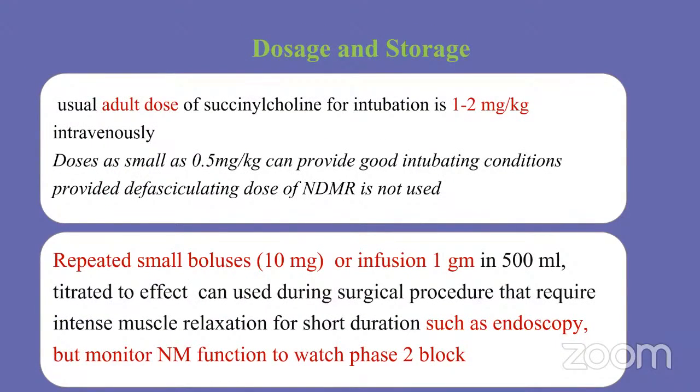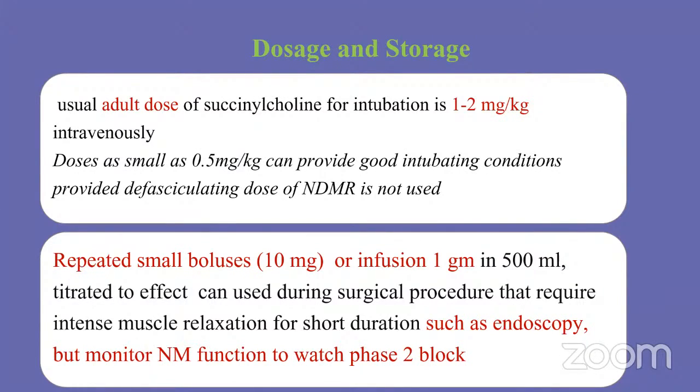Usually, regarding dosage and storage, the adult dose of succinylcholine for intubation is 1 to 2 milligrams per kg intravenously. A dose as small as 0.5 milligram per kg can provide good intubating conditions, provided a pre-curarizing or defasciculating dose of non-depolarizing agents is not used.